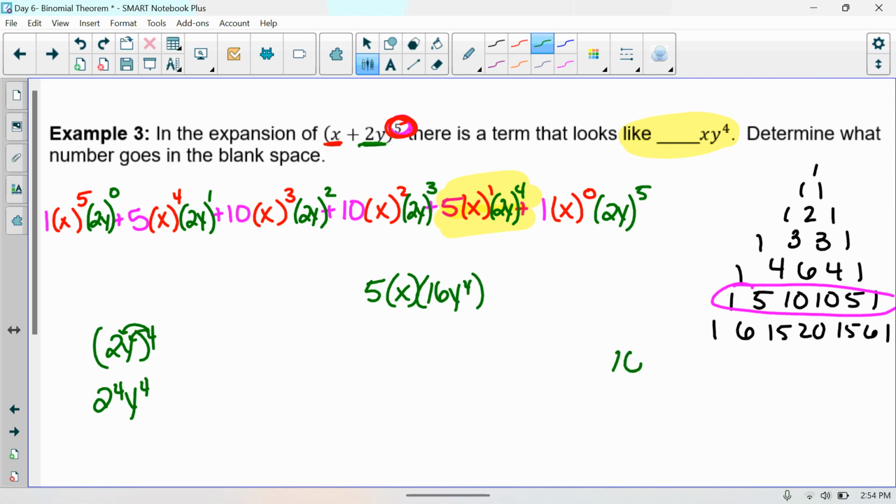And then if you need to, on the side, show your multiplication again. 5 times 6 is 30. 5 times 1 is 5, plus 3 gives me 8. So I have 80 xy to the 4th. They wanted just a number, so it's 80.